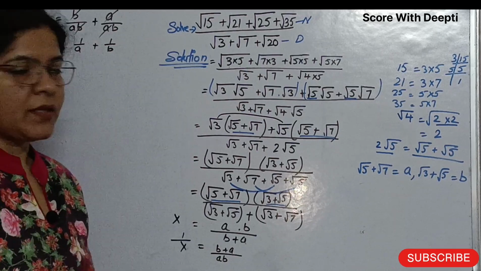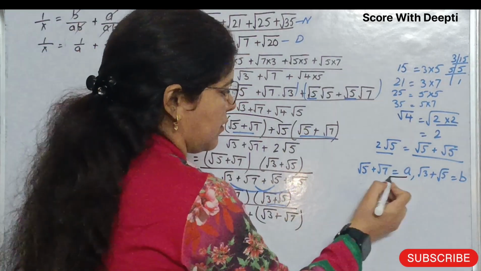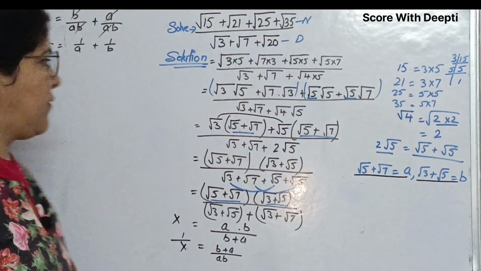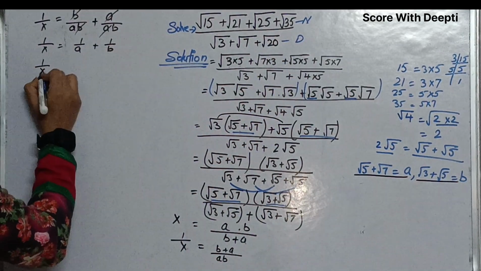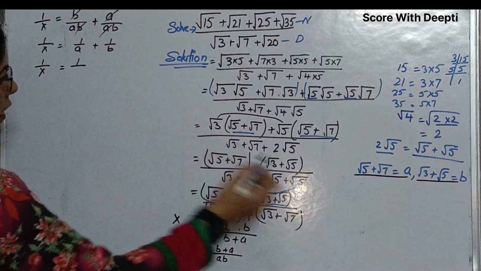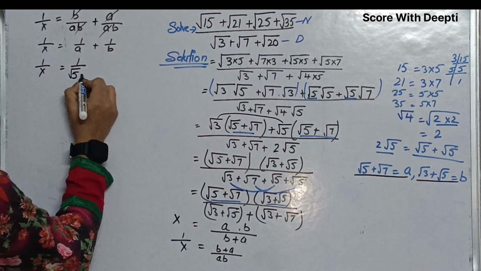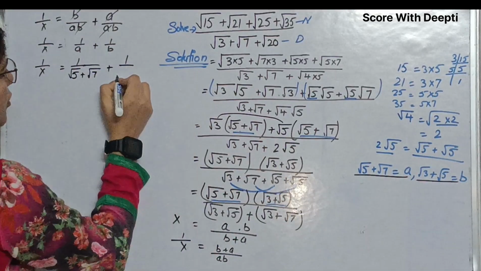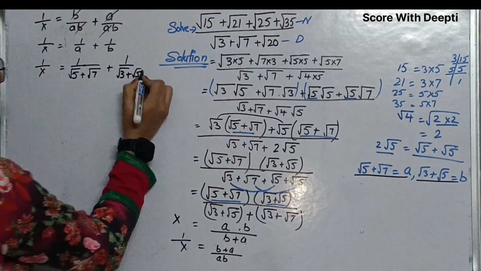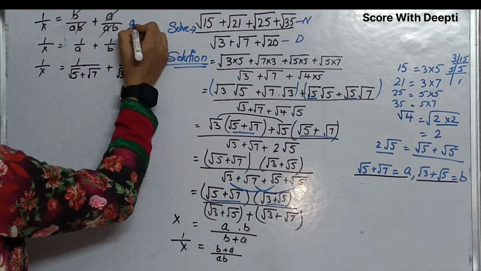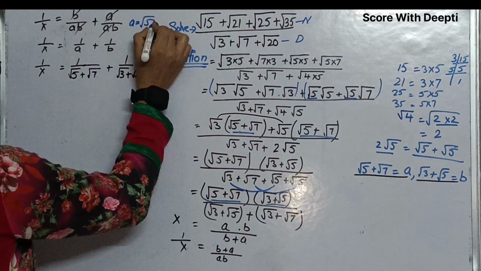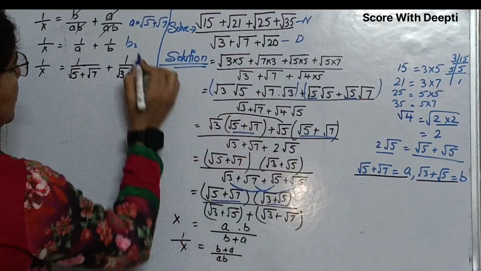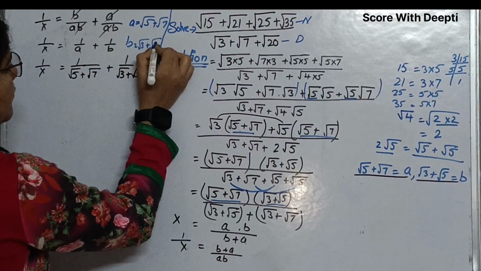Now our next step, we will recall a as square root 5 plus square root 7 and b as square root 3 plus square root 5. Means here we will write 1 over x equal to 1 over a, where a equals square root 5 plus square root 7 and b equals square root 3 plus square root 5.